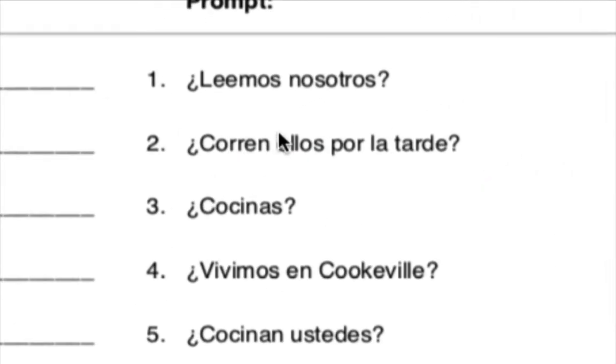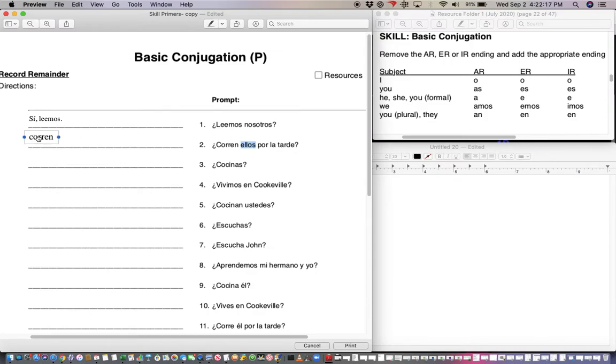Now look here. We've got the word they in the question. So this is do they run? Could also be are they running? But I'm going to go with do they run. It just fits a little better. So do they run? Por la tarde means in the afternoon. So this is do they run in the afternoon? So I'm going to say yes, they run in the afternoon. So yes, they run in the afternoon. So sí, I want to say they run, ellos.